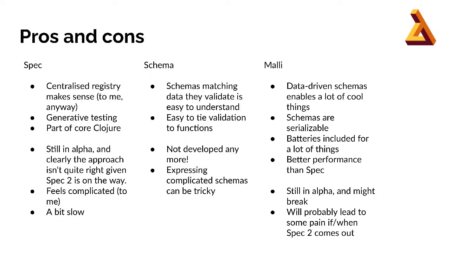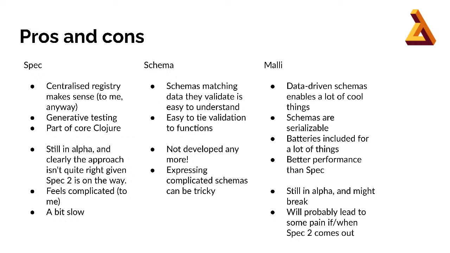So Malli, it's cool actually. Data-driven schemas is a cool idea. You can do lots of nice things with it. You can serialize things. There's lots of batteries-included type stuff, which is nice. It's faster than Spec, which is good. But the downside, it's still an alpha. I wouldn't see that as a big problem.